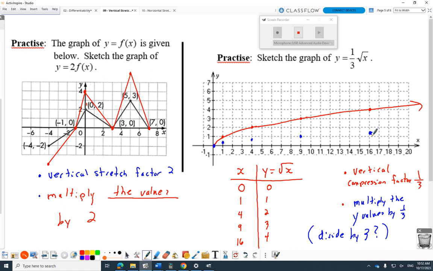And then I've got my vertical compression factor. Can you see the vertical compression? It's like somebody stepped on the red graph and pushed it downwards.